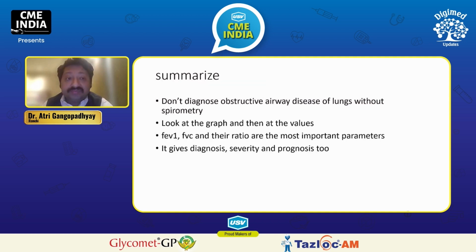If I want to summarize, I cannot diagnose obstructive airway disease of the lungs without spirometry, and obstructive airway disease is the most common disease of the lung. Maybe 80% of chronic lung disease in our country is obstructive airway disease. So, such an important lung disease cannot be diagnosed without spirometry. Please look at the graph, learn to read the graph, and then add the values. FEV1, FVC, and the ratio are the most important parameters.